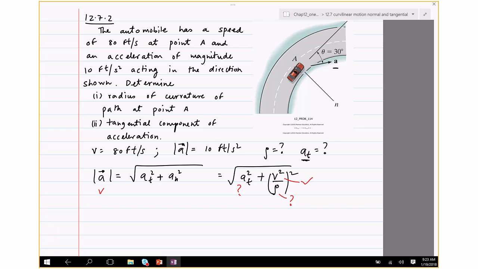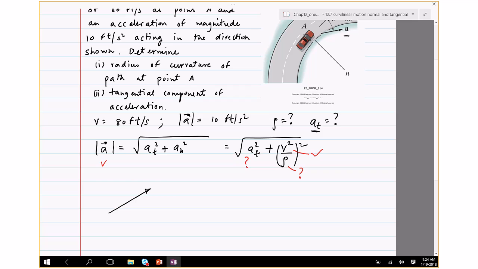The angle, right? So you know something about the direction of acceleration. You know that the acceleration makes 30 degrees with the tangential direction or 60 degrees with the normal direction. So how can I use that? Well, this is the acceleration.